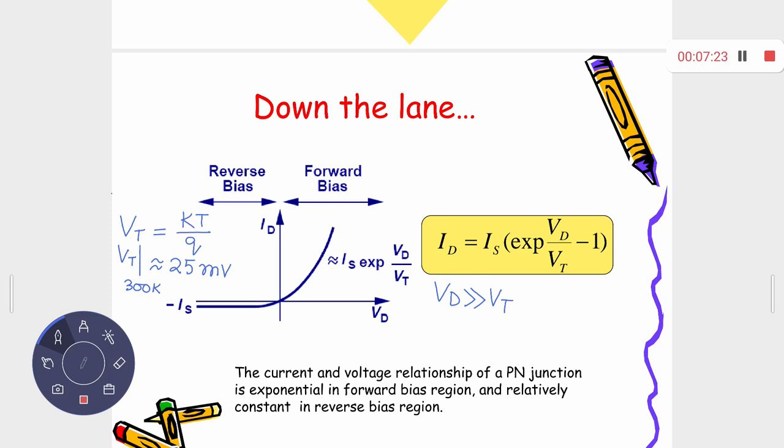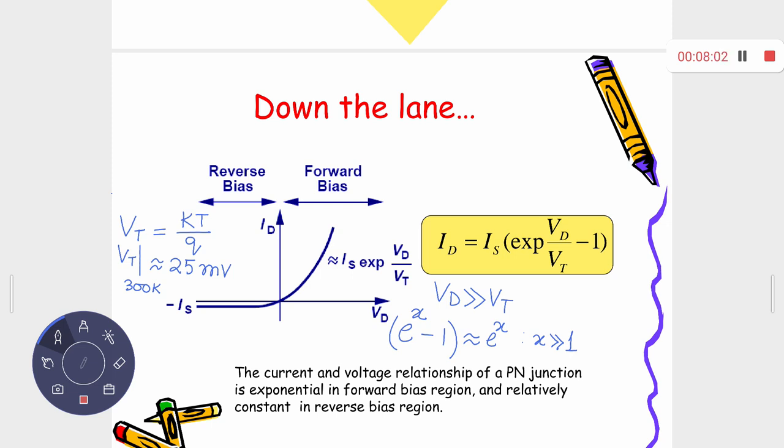Now, if Vd is much, much greater than Vt, then this e to the power Vd by Vt minus 1, this entire thing, e to the power x minus 1, can be approximated to be e to the power x only if x is much, much greater than 1. That is the kind of approximation that we will make. If x is much, much greater than 1, then e to the power x minus 1 can be approximated to be e to the power x only. Okay. So accordingly, your graph looks something like that. It is equal to Is e to the power Vd upon Vt.